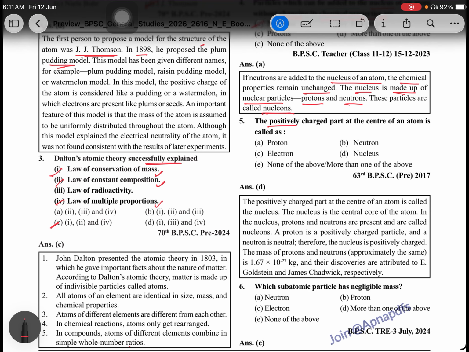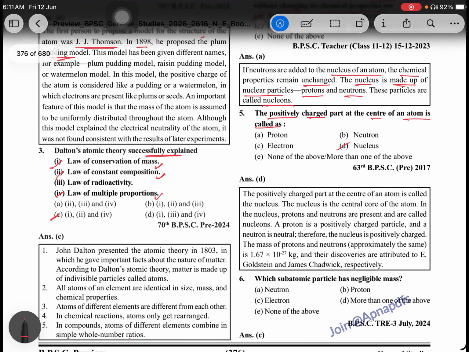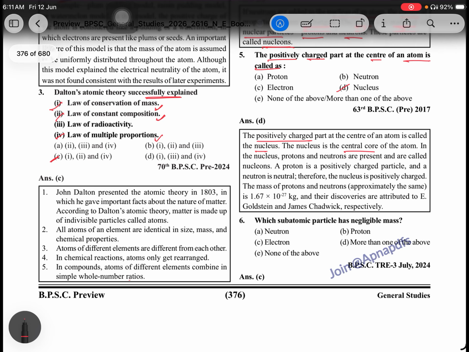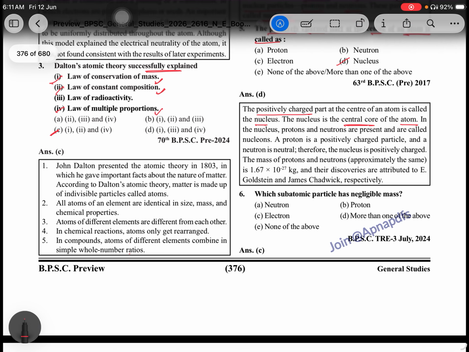The positively charged part at the center of an atom is called the nucleus. The nucleus is the central core of an atom. Protons and neutrons are present in the nucleus.